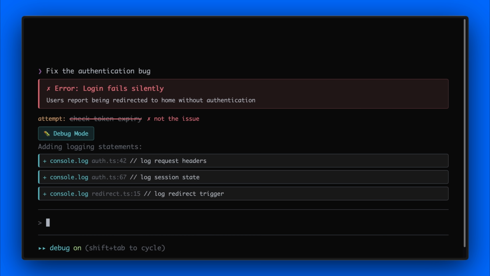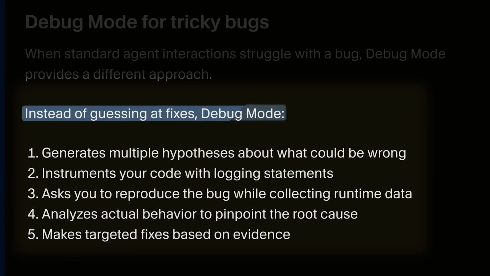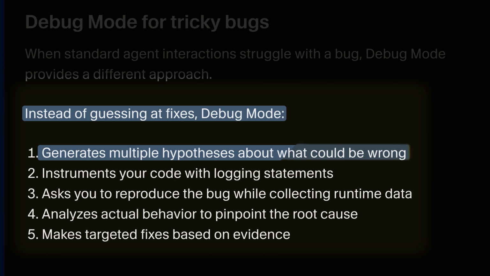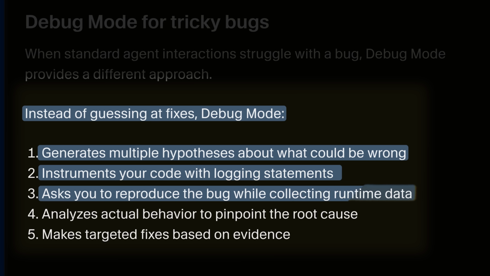In such cases, debug mode is the best solution. Instead of just guessing fixes, debug mode tries to understand what could be going wrong and generates logging statements for your code, helping reduce bugs and making the debugging process more systematic.